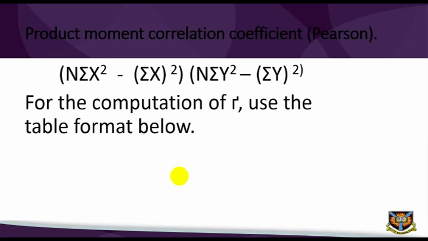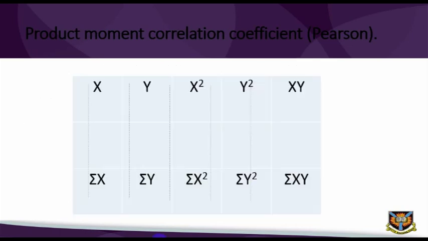The Pearson's R is based on the linearity assumption between the variables x and y. For the computation of R, use the table format below: x, y, x squared, y squared, xy, summation x, summation y, summation x squared, summation y squared, summation xy. Let us illustrate the use of this table with an example.